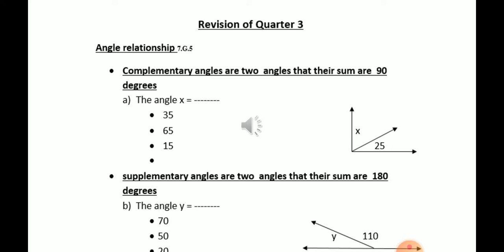The second question, supplementary angles are two angles that their sum is 180 degrees. The angle y equals 180 minus 110, the given one in the question. So the answer will be 70 degrees.